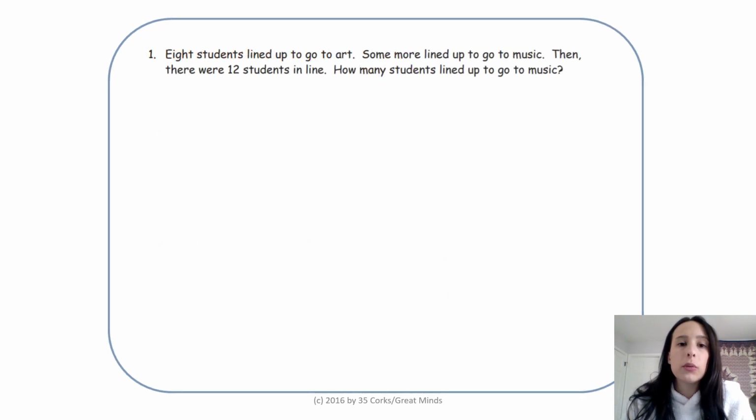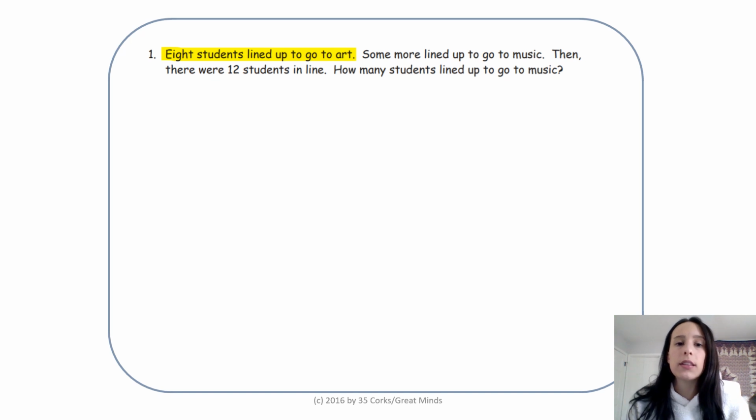So we're going to start with this problem. 8 students lined up to go to art. Some more lined up to go to music. Then there were 12 students in line. How many students lined up to go to music? We read it once, so that's our first step, but we're going to reread some parts because it was a lot. Let's read it together.